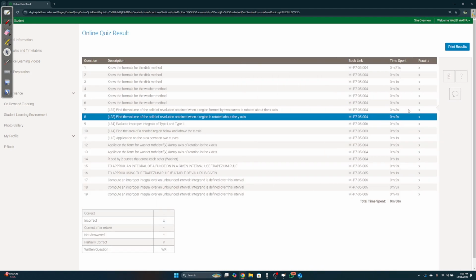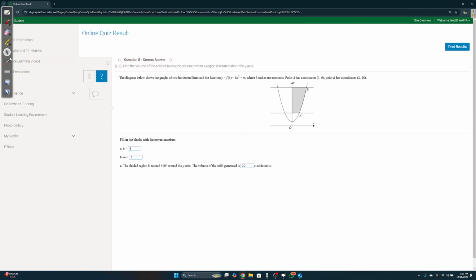How many questions? 19. Question 8. Okay, this question, famous question, always comes. They want you to find k and m. So he told us this function is kx squared plus m. Point A has coordinates 1, 6, and point B has coordinates 2, 18.